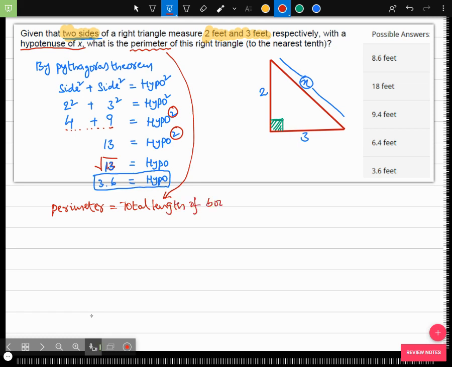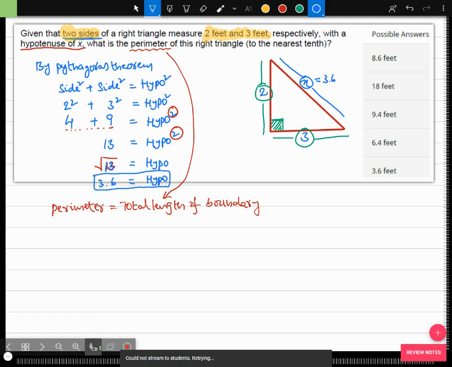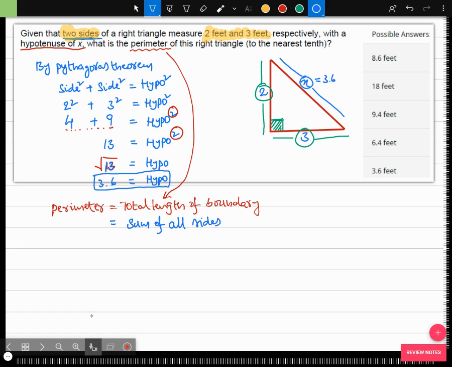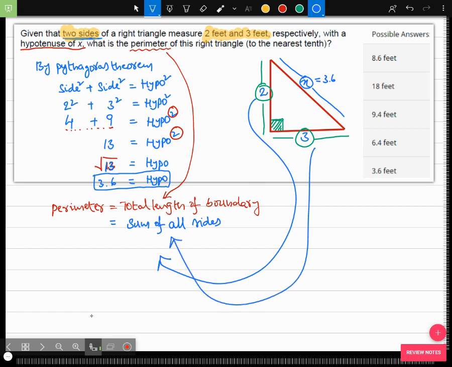So, if a triangle is given, how do you find the total length of the boundary? This length is added to this length, and just now we got the value of x is 3.6. So if we add all these three, then we'll get the total length of the boundary. Therefore, perimeter is the sum of all sides. Now, bring these values 2, 3 and 3.6 so that you get the sum of all these sides.